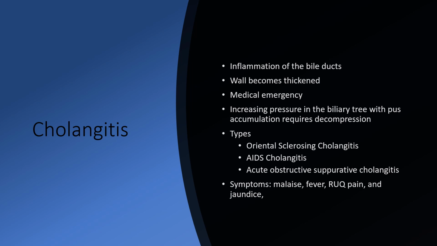There are different types of cholangitis: oriental sclerosing cholangitis, AIDS cholangitis, and acute obstructive suppurative cholangitis. All of them are serious complications, so you want to definitely bring these to the attention of the radiologist if you see anything that might be suggestive of it. Symptoms are going to include general malaise, fever, right upper quadrant pain, and jaundice.